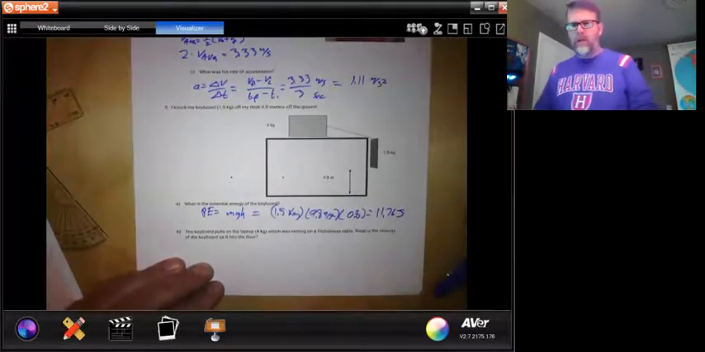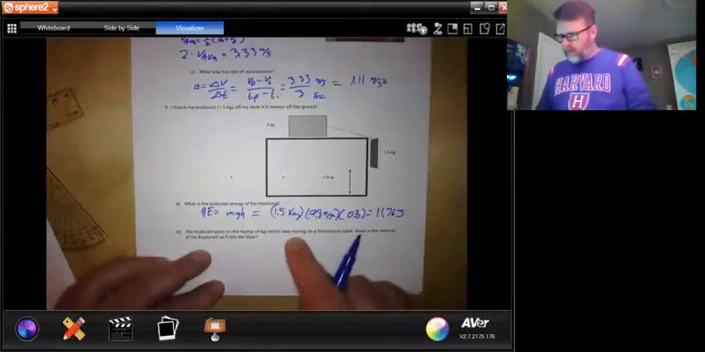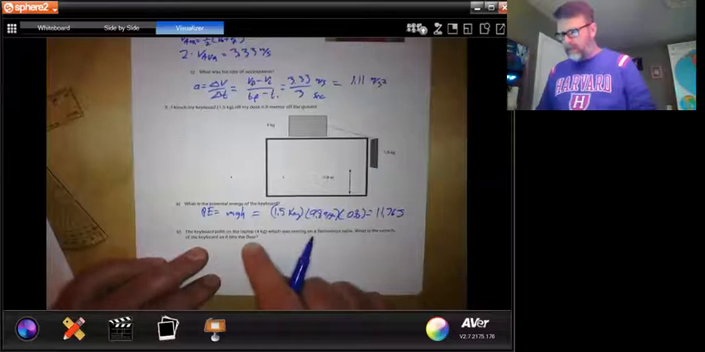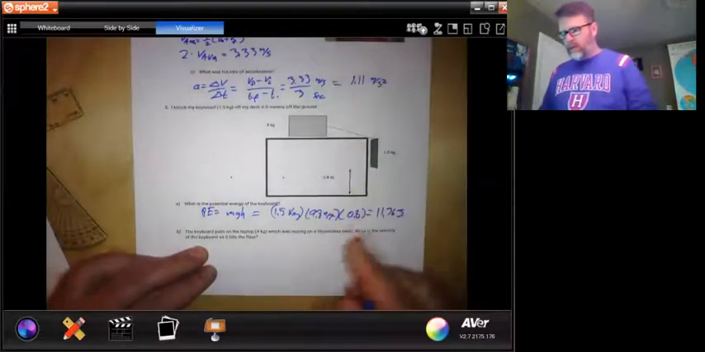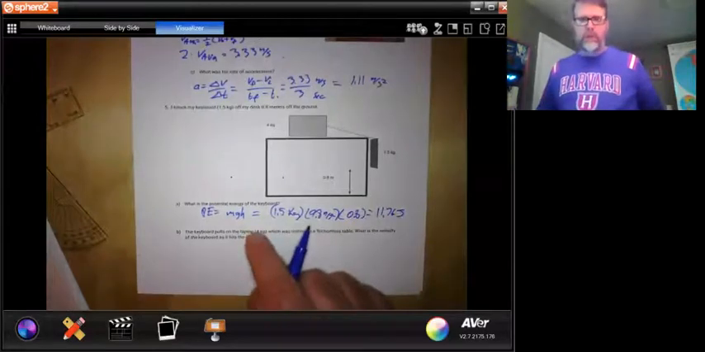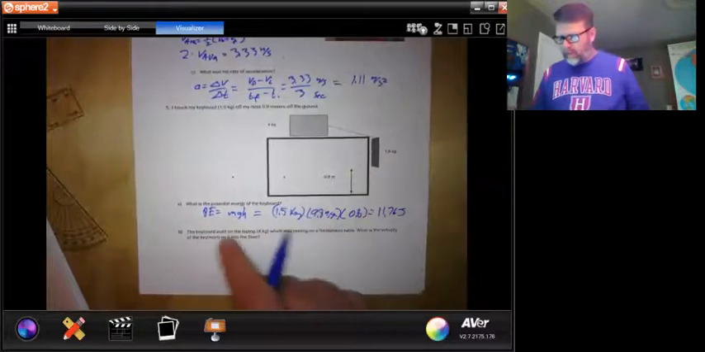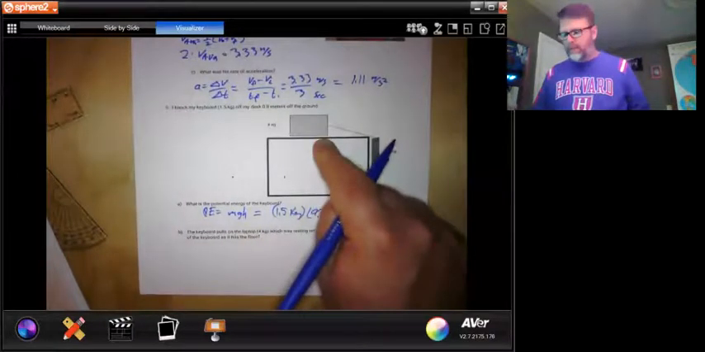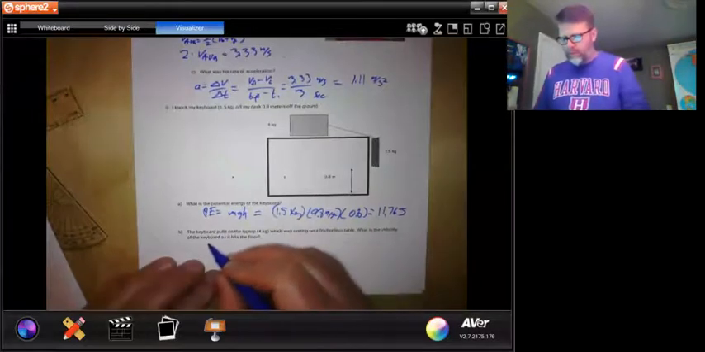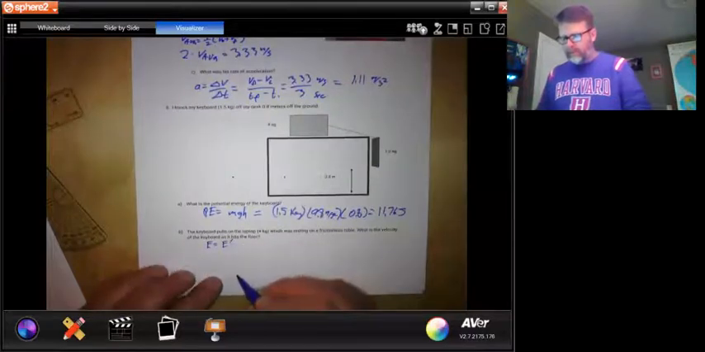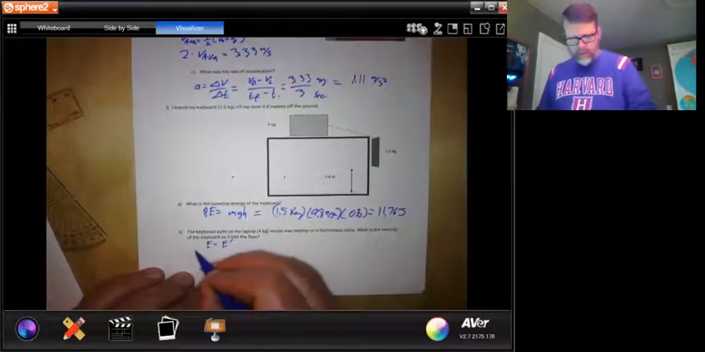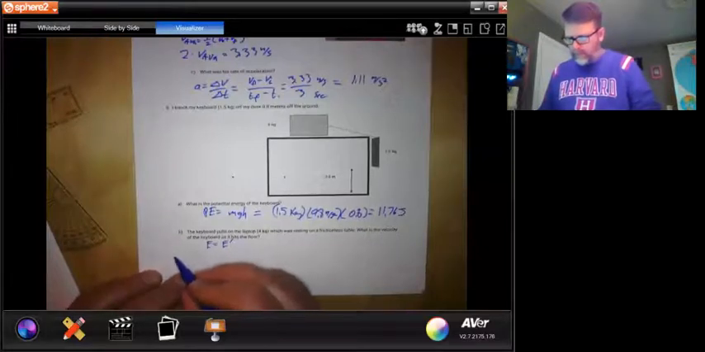And then next up, what is the velocity of the keyboard as it hits the floor? If there's no string here, this would be a very easy question, like we saw earlier on the test. But the keyboard pulls the laptop. That's the key fact here. So now we have to do all the beginning energy equals all the final energy, which means we're going to have PE for 1.